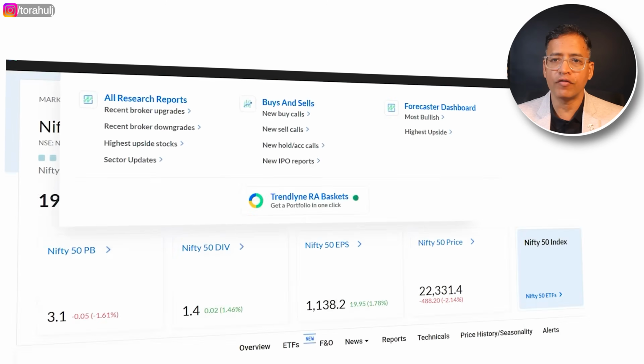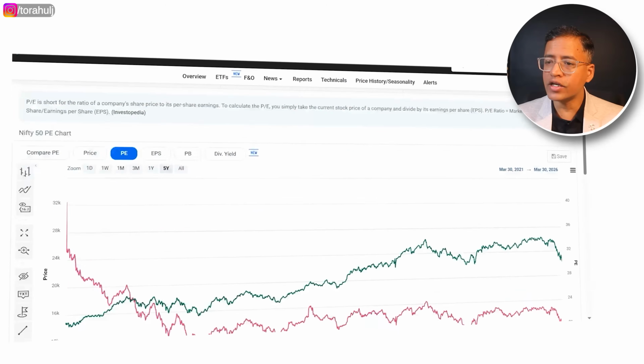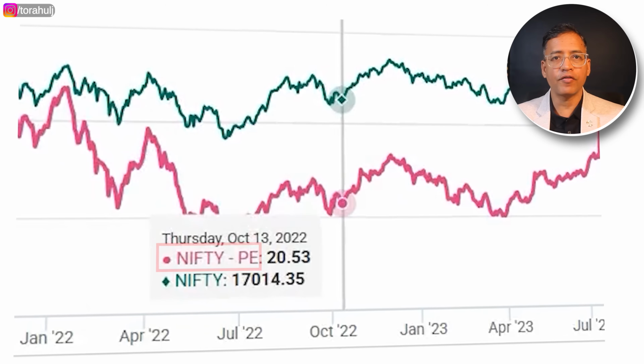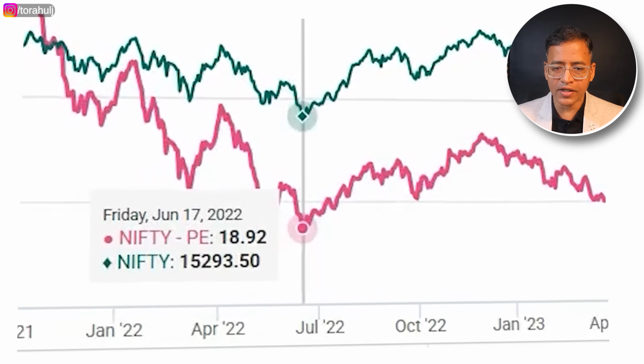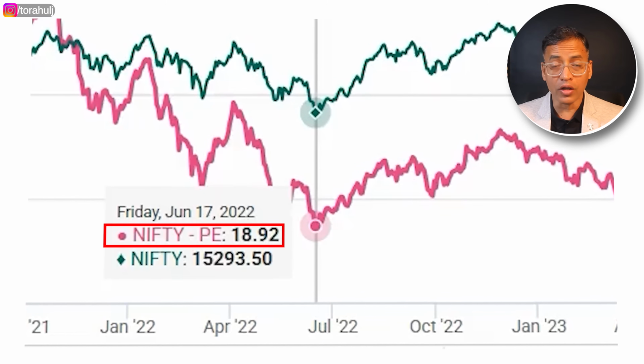See, first of all, let's look at the valuations. If I talk about the data here, for example, if I show you Nifty 50 PE ratio, at the end of the March, it is around 19.6. Now have a look at the historical data last 5 years, okay? If you see the pink line, this is the Nifty 50 PE ratio, and what you note is the lowest it has gone to around 18.92. So we are very close to bottoming it out, right?